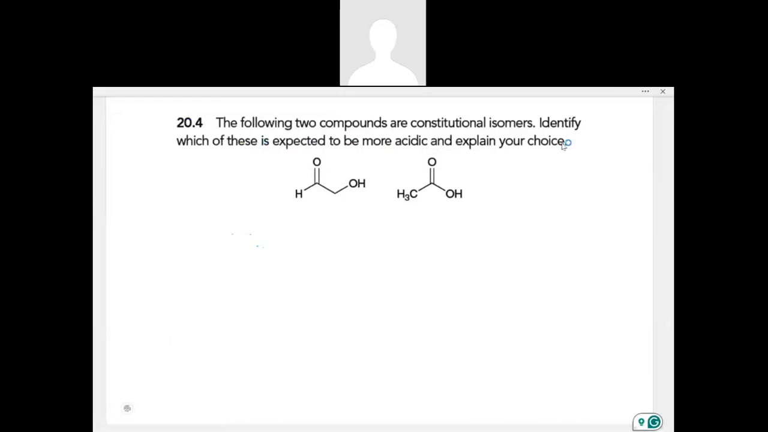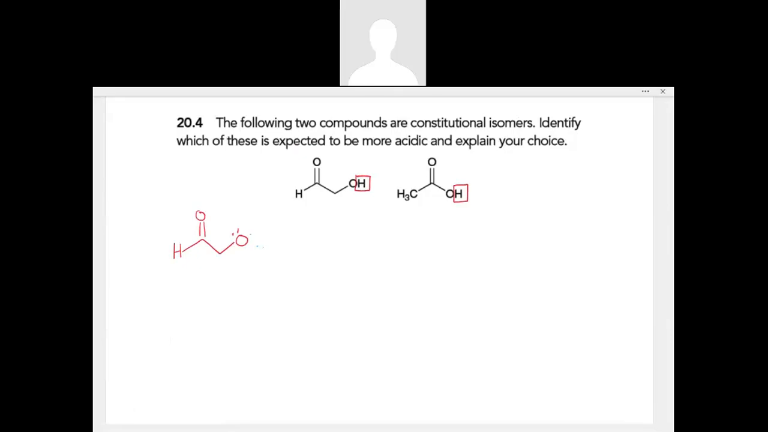So if you recall, to determine the more acidic compound, generally you would deprotonate the compound. So I'll remove the acidic proton on both of these here. And then we would look at our conjugate base. Mainly we would determine whether or not the conjugate base would be resonance stabilized.